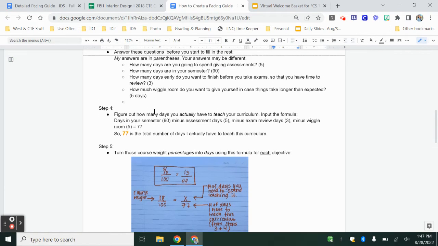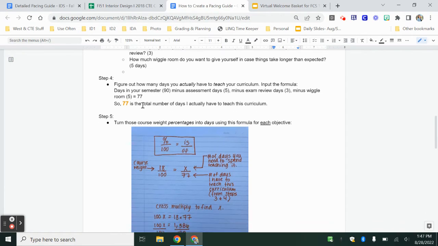So you need to have all those answers. And it's because all those things together tell you how many days you actually have to teach your curriculum, because you don't actually have 90 days of teaching time if you have 90 days in your semester. So you've got to take those 90 days in your semester, or how many days you have, subtract the days you're going to give assessments, subtract the review days, and subtract your wiggle room days. For me, that leaves me with 77 days I have to teach the actual content of my curriculum.